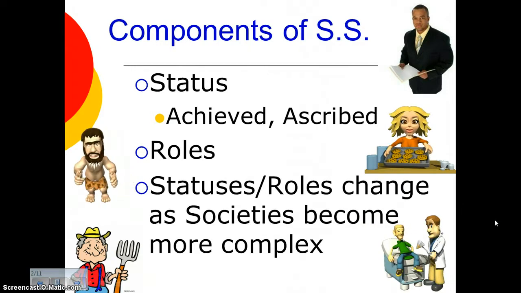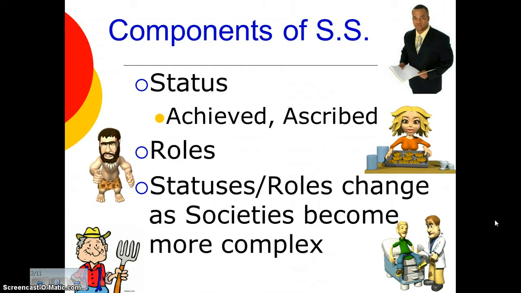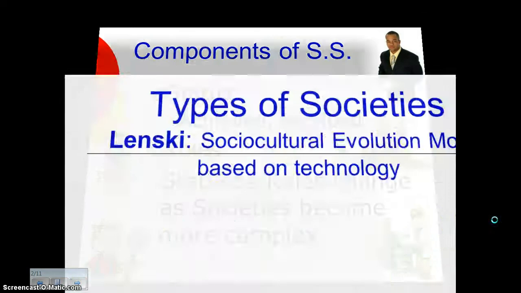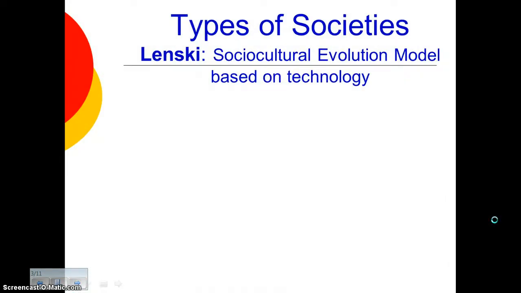Now, these statuses and roles change as societies become more complex. And that's what we're going to take a look at real quick, the evolution of various societies. Sociologist Gerhard Lenski years ago came up with what he called the sociocultural evolution model. What this meant is he was looking at societies, and he believed that societies naturally evolve. He classified them into categories according to their subsistence strategy. The subsistence strategy is basically the way that the society uses technology to satisfy their needs.